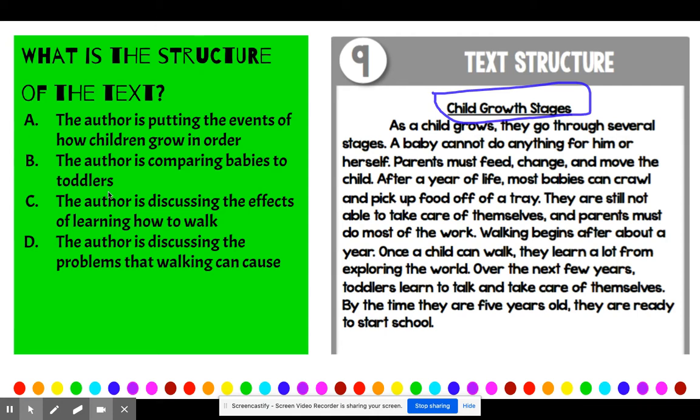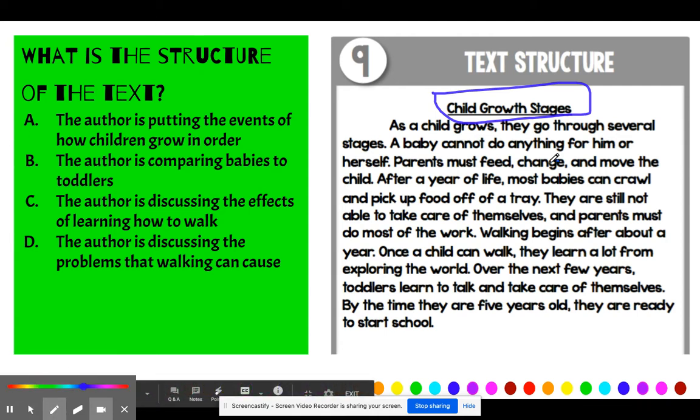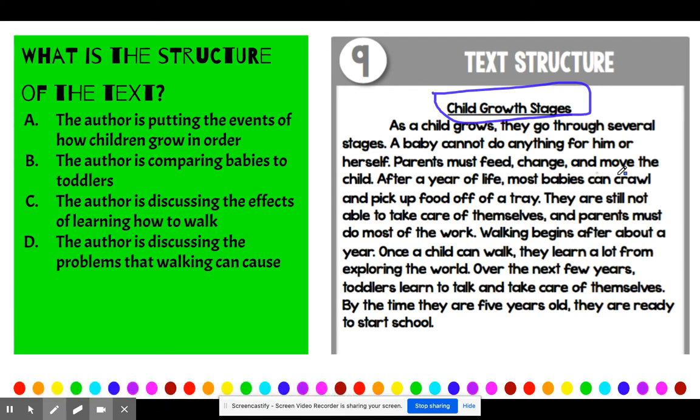As a child grows, they go through several stages. A baby cannot do anything for him or herself. Parents must feed, change, and move the child. After a year of life. Okay, so I see after, and it's also telling me a time, a year of life. Most babies can crawl and pick up food off a tray. They are still not able to take care of themselves, and parents must do most of the work.